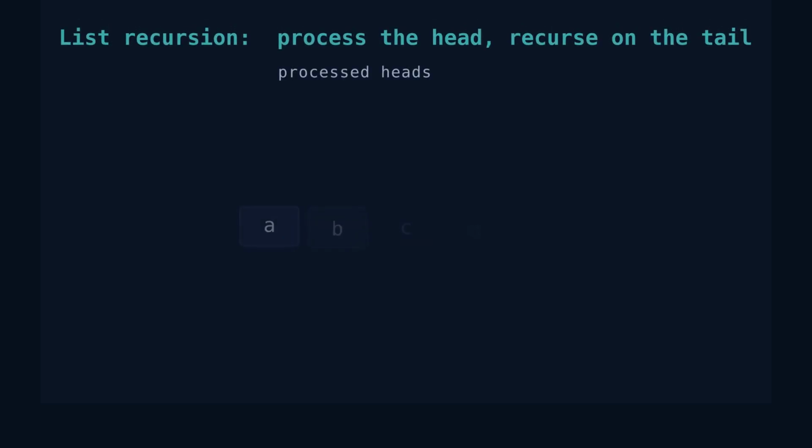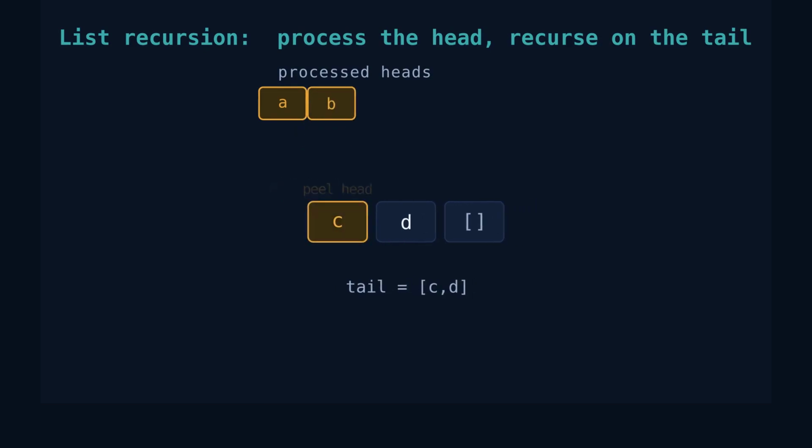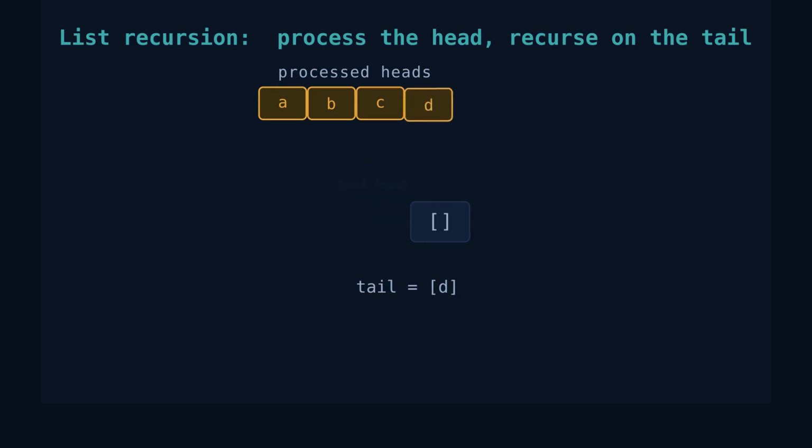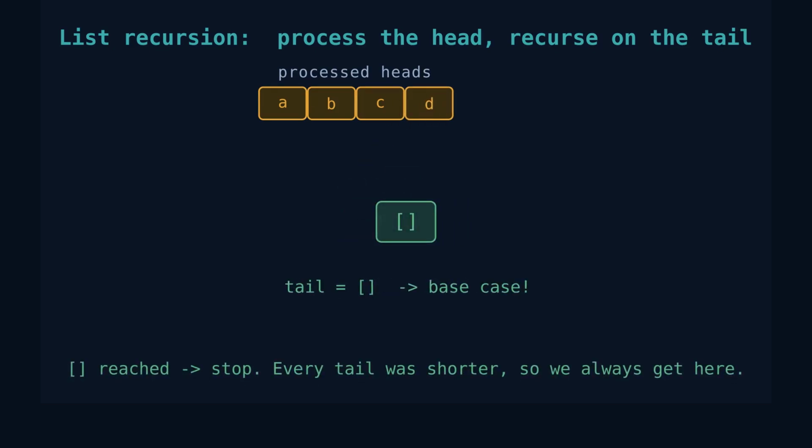Let me show you the pattern in motion. Watch what happens as we recurse down a list. Each step pulls off the head and hands the shorter tail to the next call. The list gets smaller: B, C, D, then C, D, then D, then the empty list. The moment we reach the empty list, the base case fires, and there is nothing left to recurse on. This is the heartbeat of list programming: process the head, then recurse on the tail, and because the tail is always shorter, you are guaranteed to reach the empty list and stop. Keep this shrinking picture in your head for every example that follows.